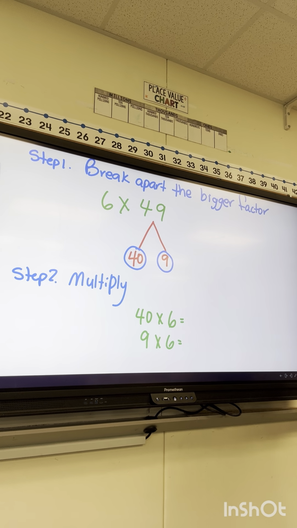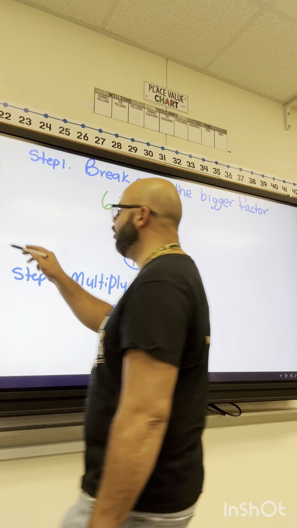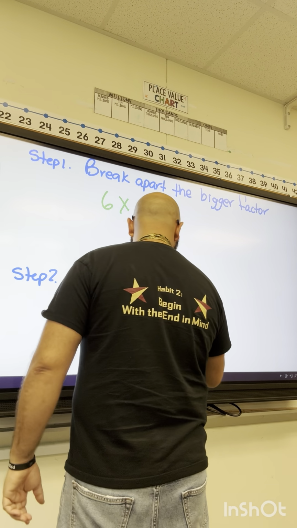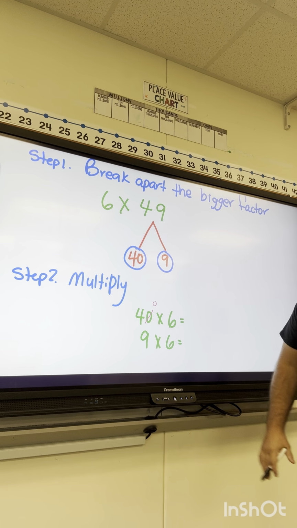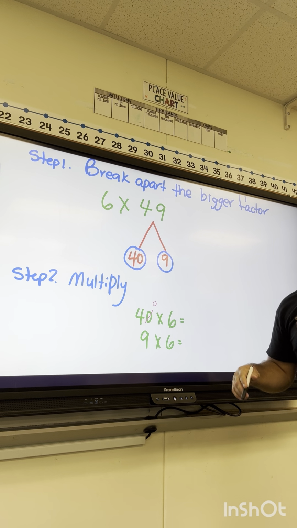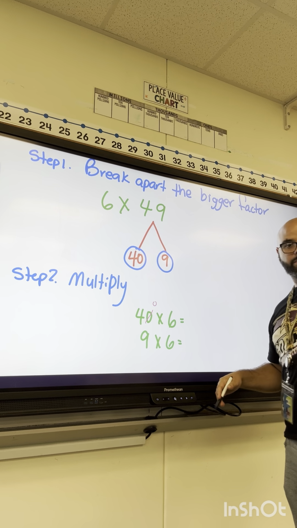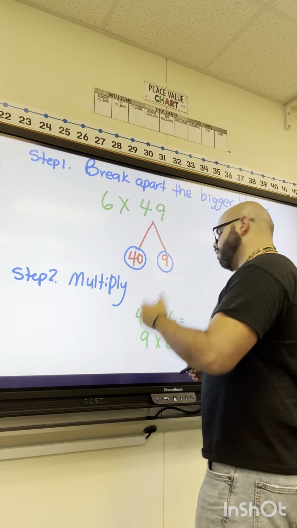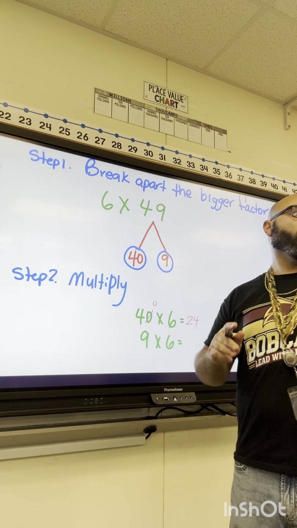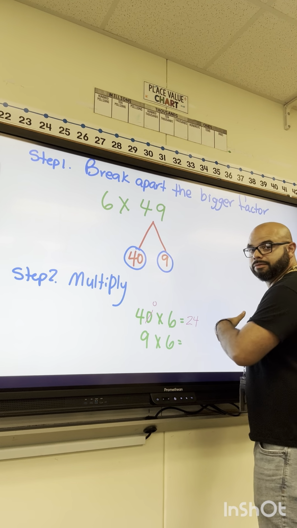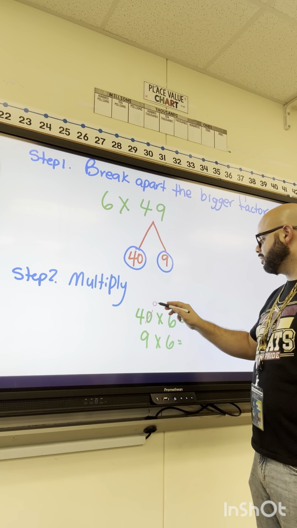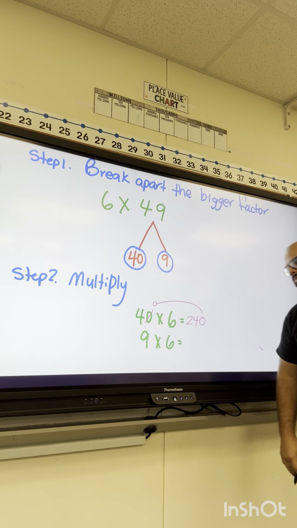Oh, look what I see. A 0. I'm going to put this 0 to the side, and I'm just going to multiply 4 times 6, which is 24. Then, without the extra 0, what do I do with the 0? Jackson. You bring back the 0, right? Bring back the 0.